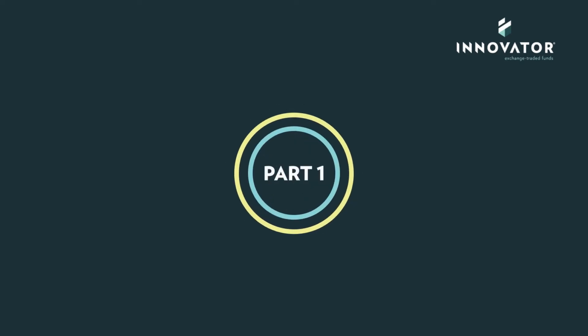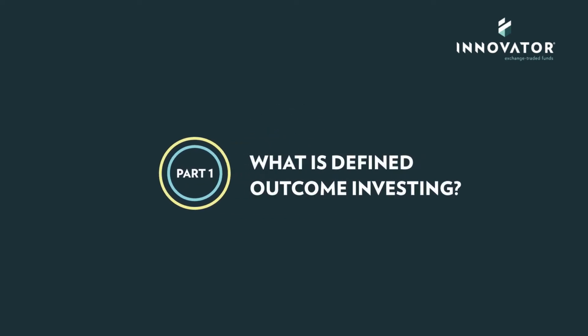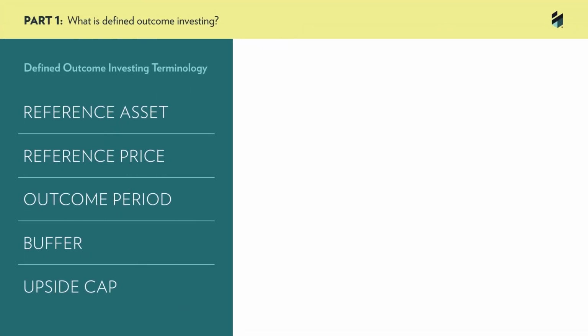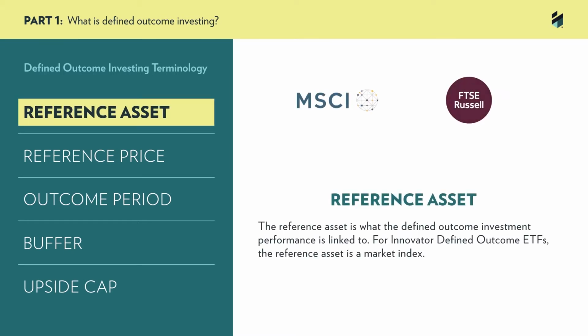Part 1. Before diving into what a defined outcome investment is, it's helpful to define our terms. Here is an explanation of the key concepts that defined outcome investments rely on. Reference asset. Every defined outcome investment has a reference asset to which the defined outcome investment performance is linked. For Innovator defined outcome ETFs, the reference asset is a market index, such as the S&P 500 or the Nasdaq 100.